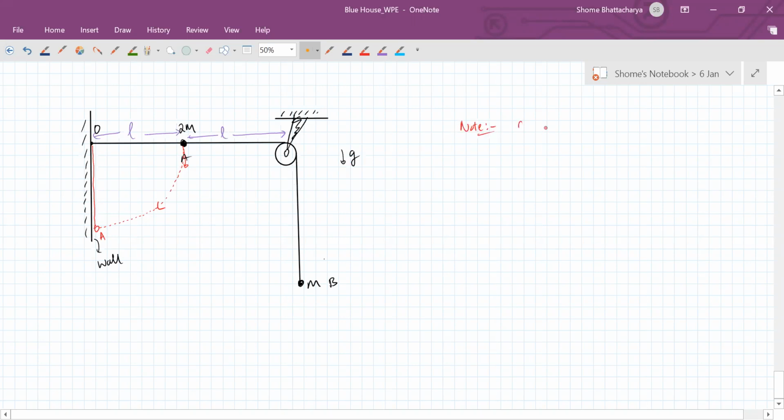So on releasing B, A will describe a circular path in the vertical plane about the point O, because that thread length is constant, and as it does that, B will describe what kind of path? B will go up.